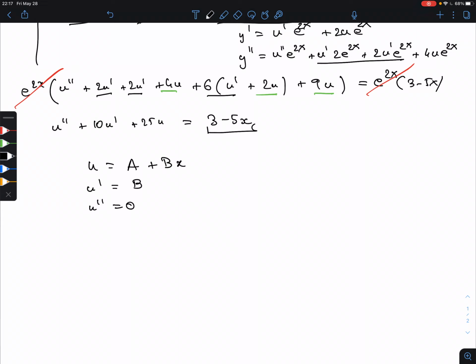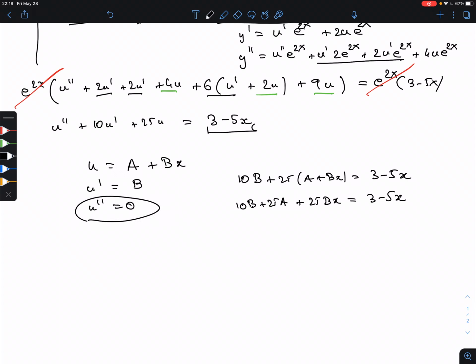Okay. So what does that give me? This gives me 10b for u prime plus 25 times a plus bx is equal to 3 minus 5x. Okay. So let's write everything out. We have a 10b plus 25a, and then we have a plus 25bx, and that is equal to 3 minus 5x. It might be a situation that this u double prime is 0.